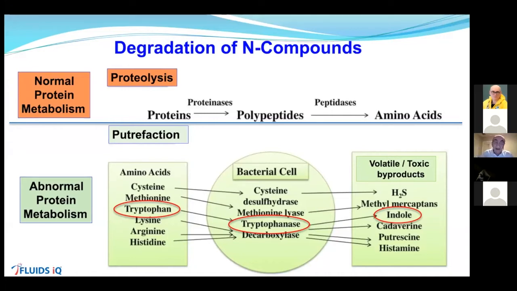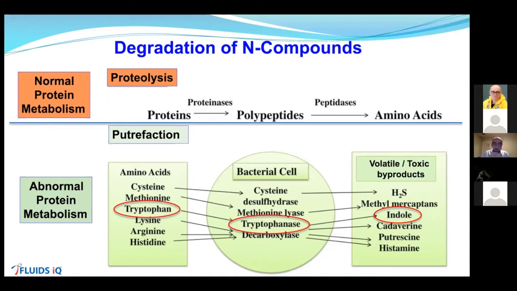That's what should be happening. However, that is not what happens in many cases, and you can get abnormal protein metabolism where amino acids like tryptophan are produced in higher amounts, especially in bacterial cells, which use the amino acid tryptophan as a precursor to everything they need in order to survive. So they use tryptophanase, which is an enzyme in the bacterial cell, and you end up with a relatively toxic product called indole, as well as a number of other byproducts, cadaverine, putrescine, etc.